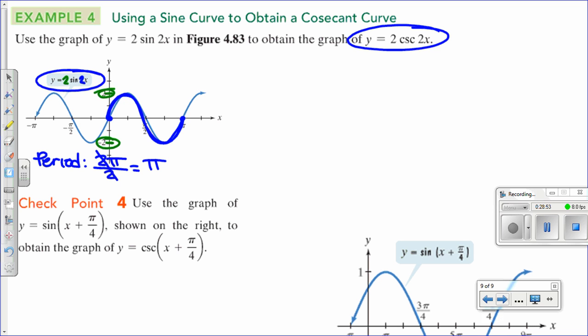So now we are going to graph this one, and what we're going to do is trace some vertical asymptotes anywhere where the sine graph has an x-intercept. So that will be here. Also here, that's an x-intercept. Here we have another one. And here.